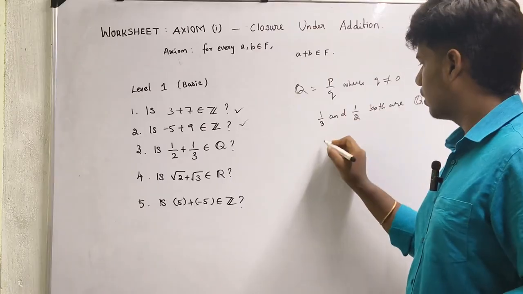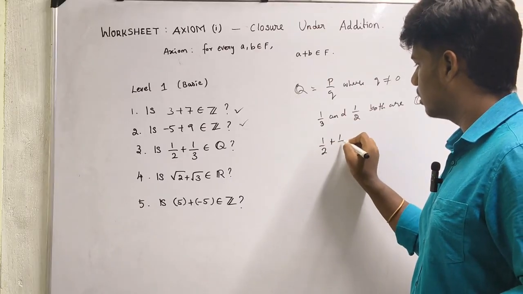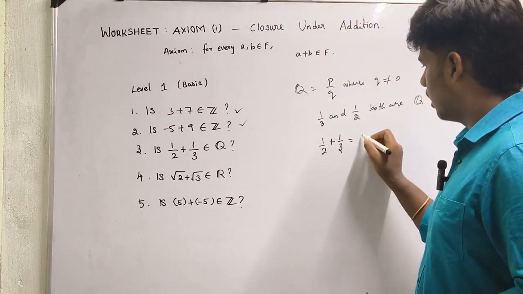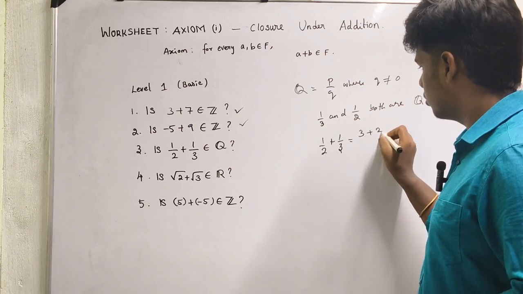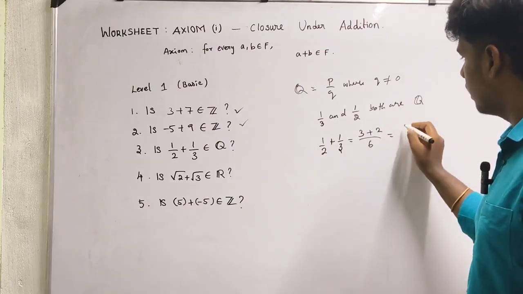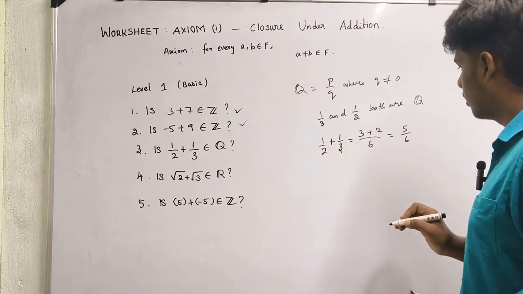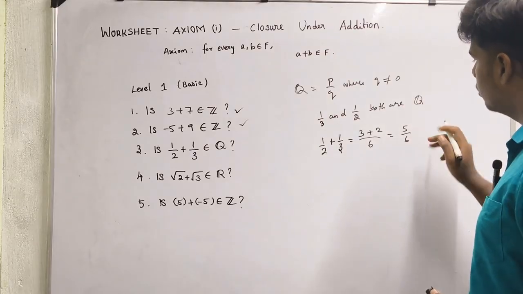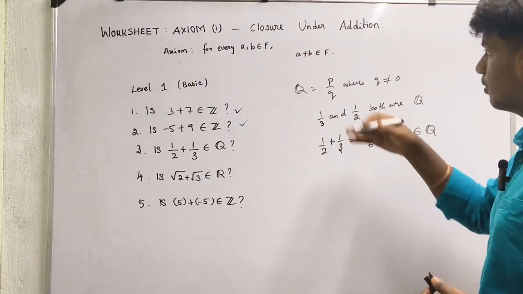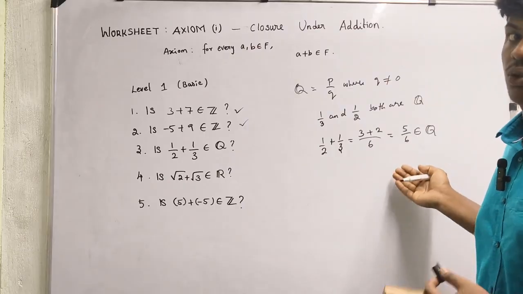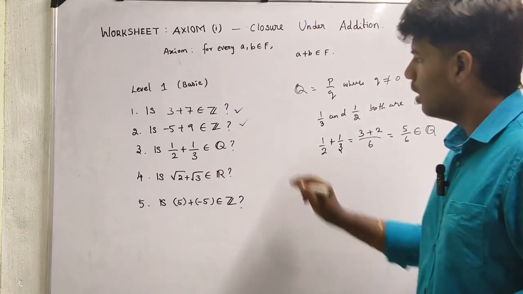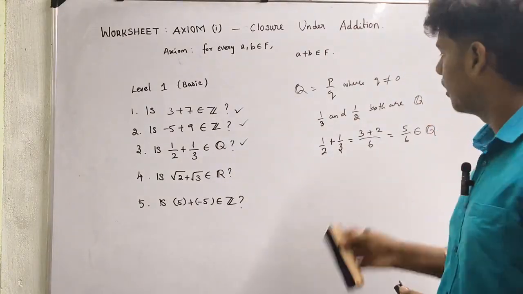So I add together 1 by 2 plus 1 by 3. I do the cross multiplication: 3 plus 2, and multiply the denominators, so 6. Adding the numerators, it is 5 divided by 6. So it also belongs to Q. Why? Because it is in the form of p by q, and q is 6, not equal to 0. So this is also satisfied.